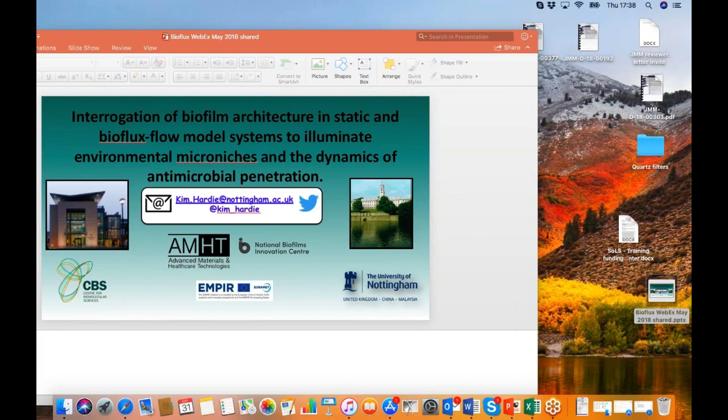Just trying to see if there's a couple of questions coming in. One question is regarding the poly-microbial keratin model, were the two organisms seeded at the same time?